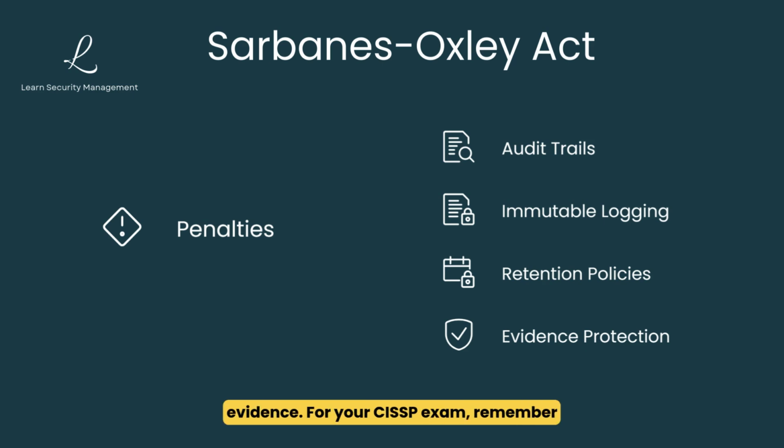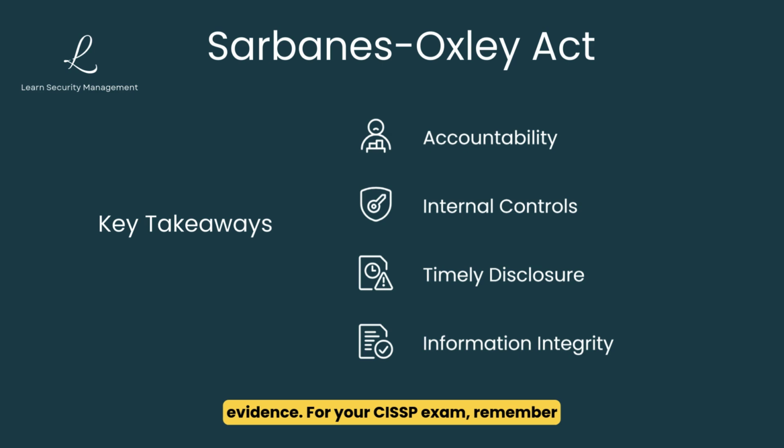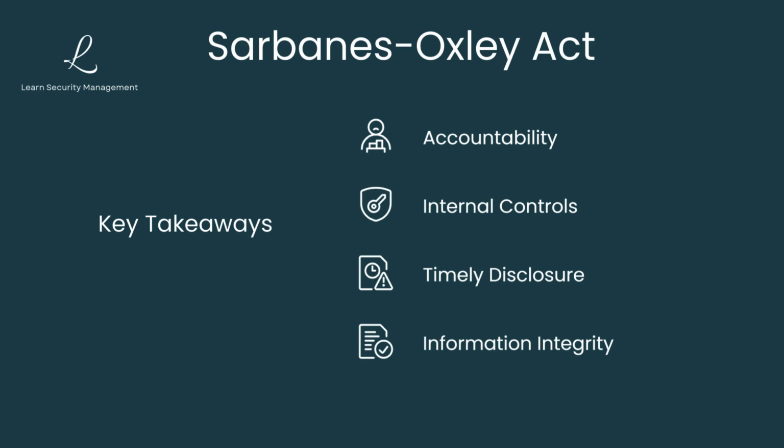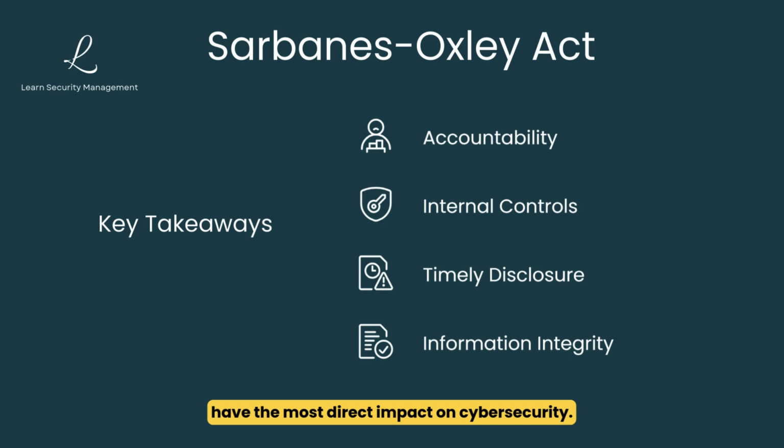So protect your evidence. For your CISSP exam, remember these key SOX takeaways. SOX is fundamentally about ensuring the integrity, confidentiality, and availability of financial information. The provisions on executive accountability, internal controls, timely disclosure, and information integrity have the most direct impact on cybersecurity. Remember that Sarbanes-Oxley Act compliance is primarily a governance and accountability issue, not just a technical implementation.